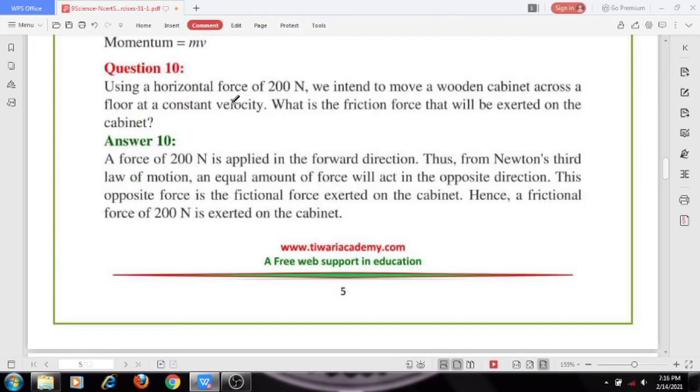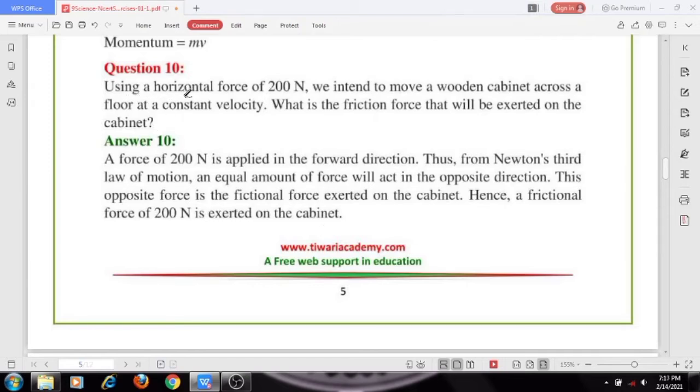Using a horizontal force of 200 Newton, we intend to move a wooden cabinet across a floor at a constant velocity. What is the friction force that will be exerted on the cabinet? It is a simple question. So just look at the question once again.